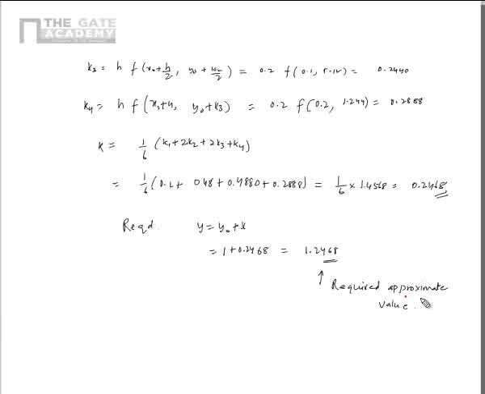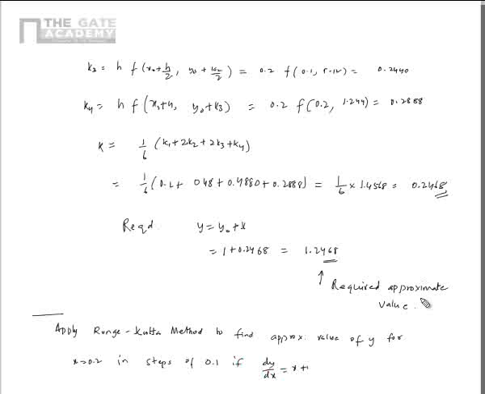So now let's solve another problem on this Runge-Kutta method. The question goes like this: apply the Runge-Kutta method to find the approximate value of y for x equal to 0.2 in steps of 0.1. Basically two steps you have to do. If dy by dx is equal to x plus y square, given y of 0 is 1, so basically at x equal to 0, y is 1.